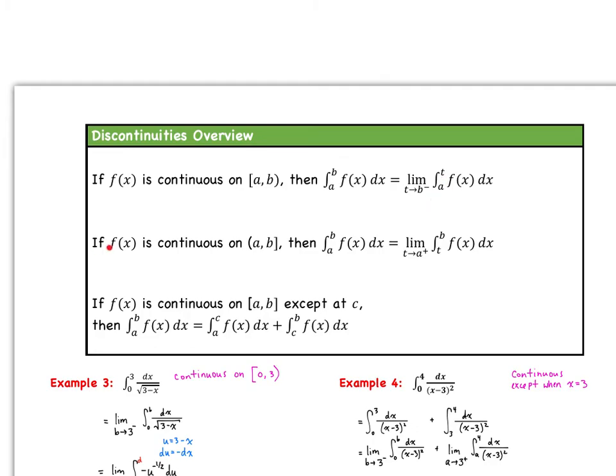Okay, now similarly, if f is continuous on the interval open at a but closed at b, meaning not continuous at a, then the integral from a to b, we're going to rewrite it as a limit as well, but this time it's the limit as t approaches a from the right, because that's the left endpoint. So we want to approach it from the right and go towards the left.